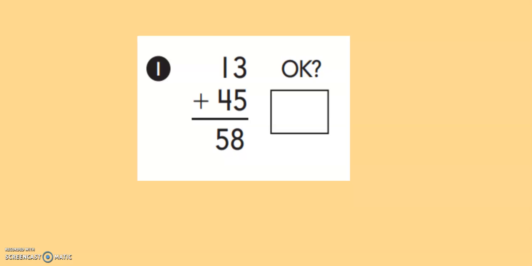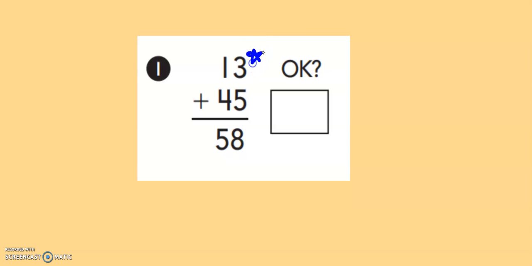Here's the first question that we're going to look at. Our goal is to look at the numbers, add them, and see if it makes sense. If it works, we're going to write yes in the box. If it does not work, we're going to write no, and then we're going to fix the problem. Let's take a look here at the first one.